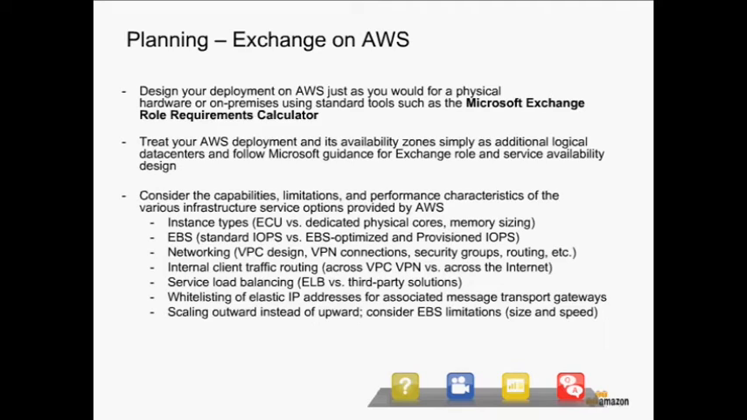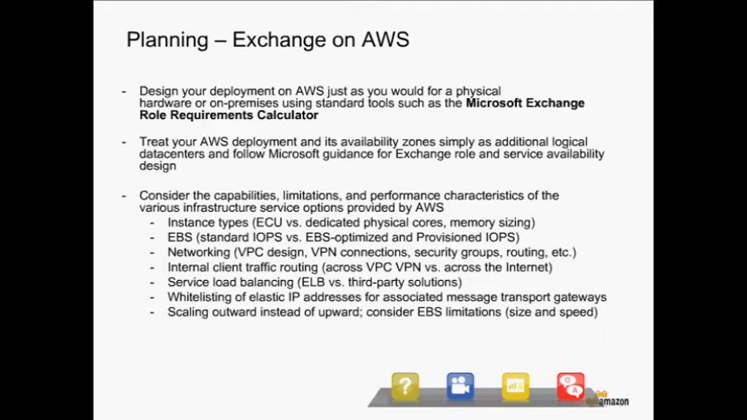In this particular case, when you're doing this planning, you need to take into account the different instance types that are available from Amazon, the difference between an elastic compute unit versus dedicated physical cores, and the memory sizing for what's available in each instance type. When you're looking at the storage, your EBS volumes, consider the standard IOPS versus the other offerings that are available to you, such as optimized and provisioned IOPS. Then there's the network design for your VPC, whether you're going to be routing your internal client traffic across the VPC VPN or have everyone go out the internet and come back into your service entry point at AWS.